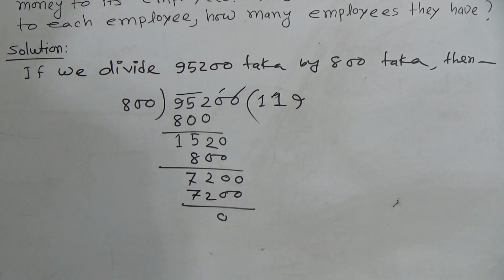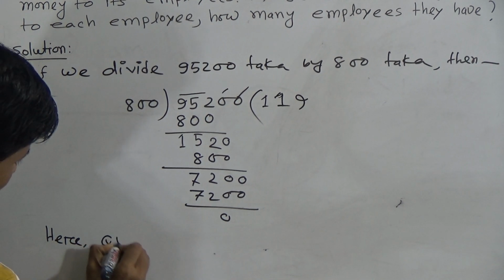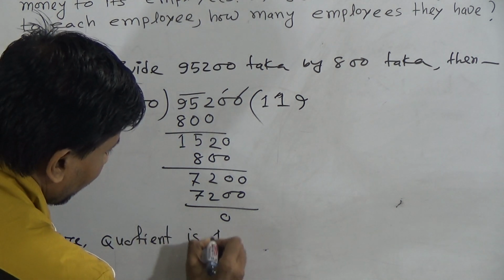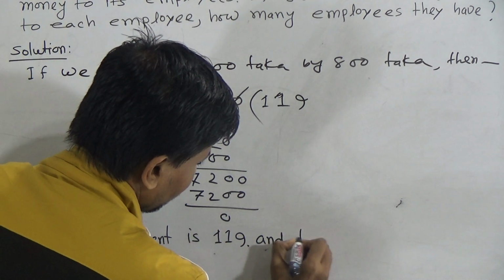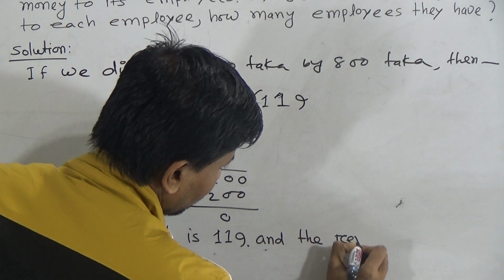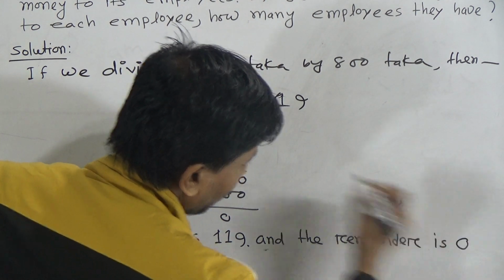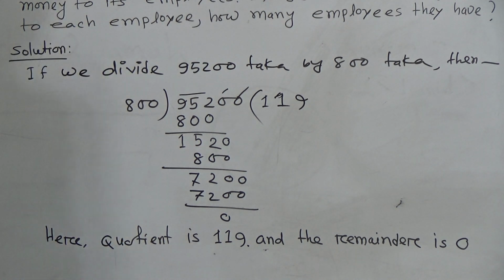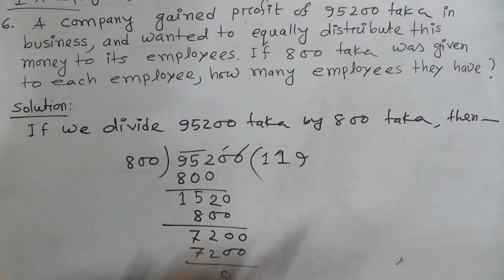This is the question right here. Here quotient is 119 and the remainder is 0. Okay, our division finished. Now we see the question. You see, if 800 taka was given to each employee, how many employees they have? That means you have to determine the number of employees.